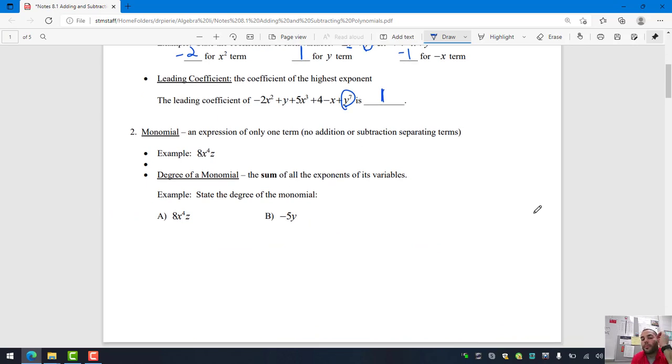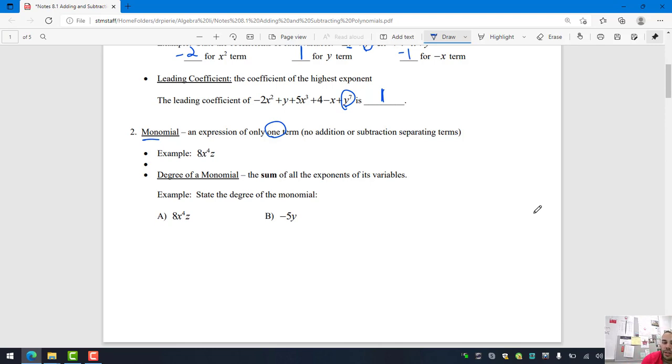Okay, so we talked about polynomials. Polynomials are a bunch of terms that are separated by addition or subtraction. What a monomial is, is an expression of only one term. Okay, mono means one. No addition or subtraction symbols whatsoever. So an example of a monomial would be something like 8x⁴ times z. Okay, three different things. There's a number, a variable, and another variable. Because they're all squished together in multiplication, it still registers as one term.